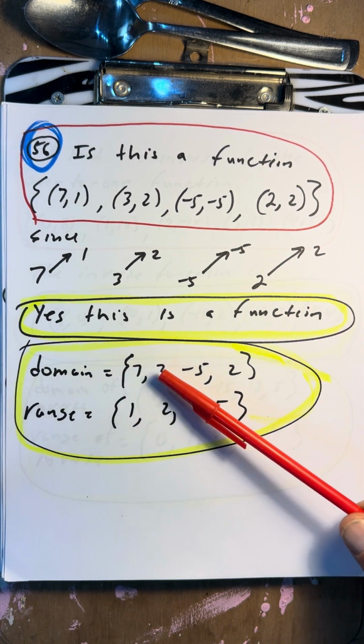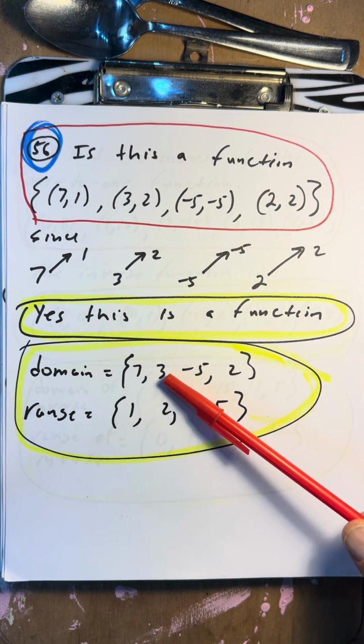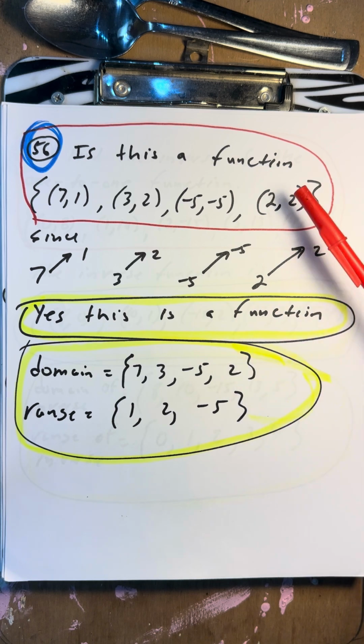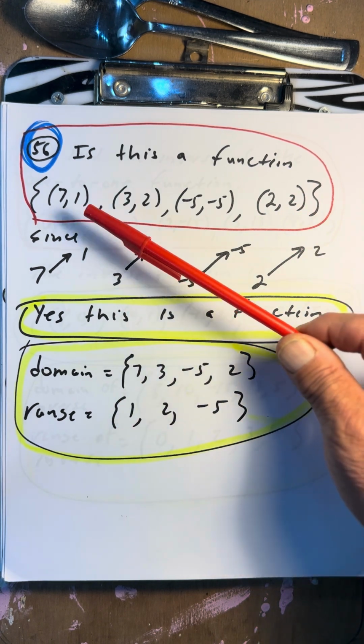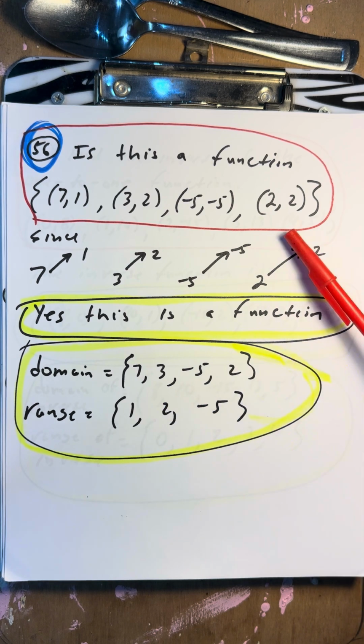Domain, all the first numbers you see. So 7, 3, -5, 2. That's the domain of this. Range, all the second numbers you see here. So I see a 1, a 2, a -5, and you don't have to duplicate it. Okay.